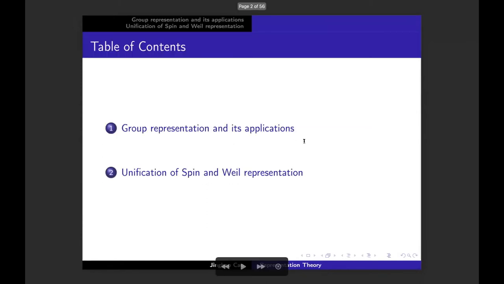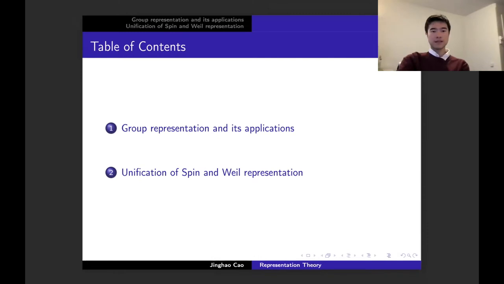So basically my talk will be about, first of all, group representations and their applications in quantum mechanics. And if we have time, we can delve into a second part. It's going to be a little bit deeper. It's a semester project I've been working on. I still haven't finished yet, actually, and it's about the unification of spin and wire representation. It's also part of my bachelor thesis as well.